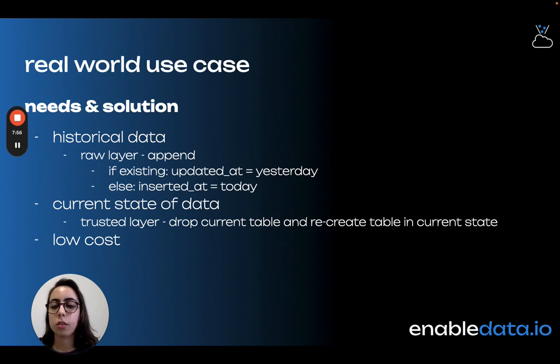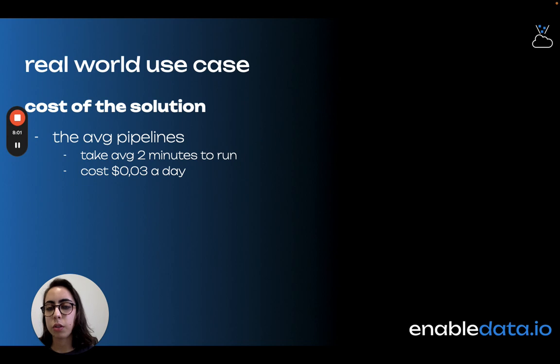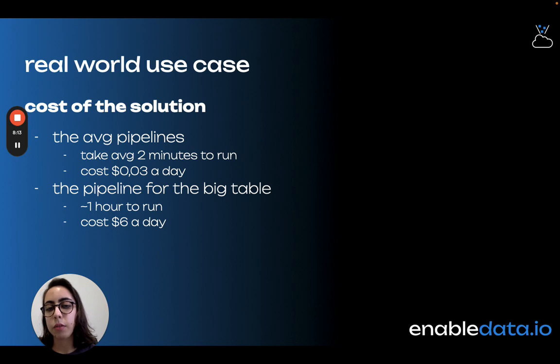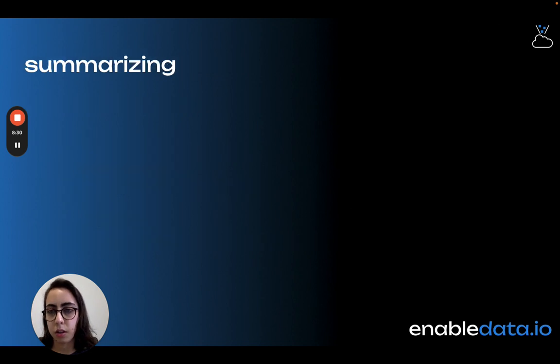And also we needed to have low cost, and I want to share the cost of the solution too. The average pipeline takes 2 minutes to run, and it costs $0.03 a day, so it's very cheap. The pipeline for the big table that I mentioned takes about an hour to run, and it costs about $6 a day, which is basically $18 a day for the whole computing of this solution, which is quite cheap, and cheap enough for this use case.